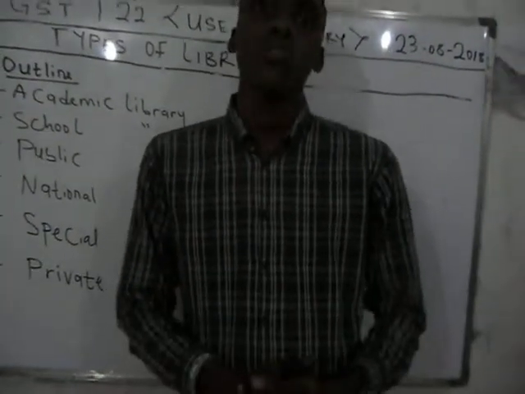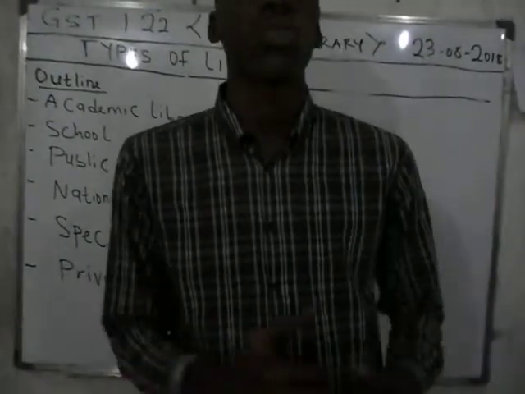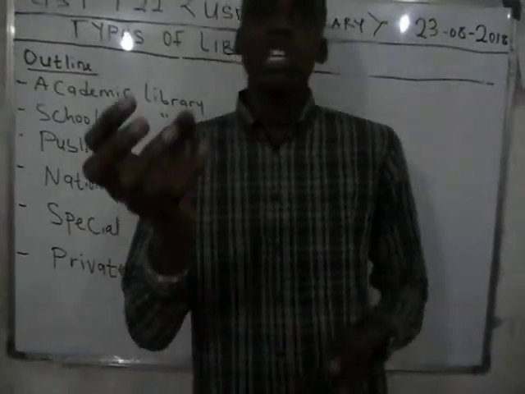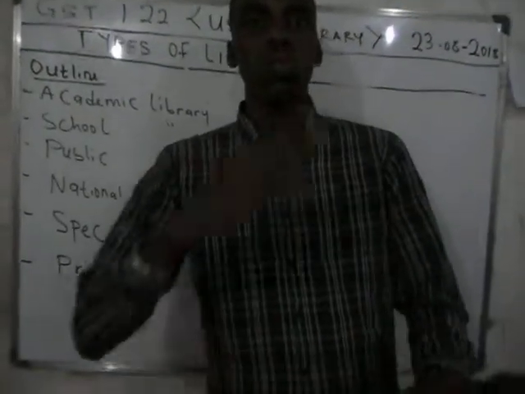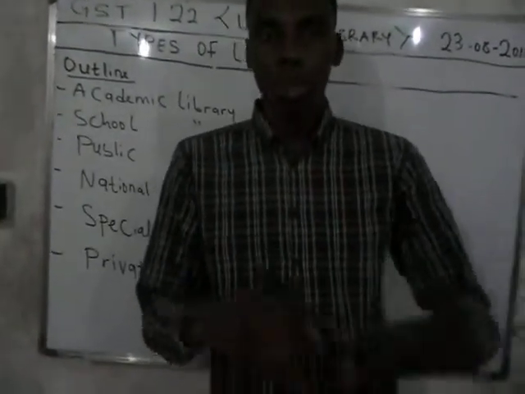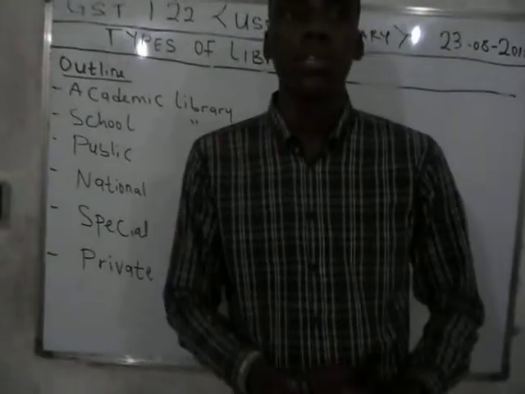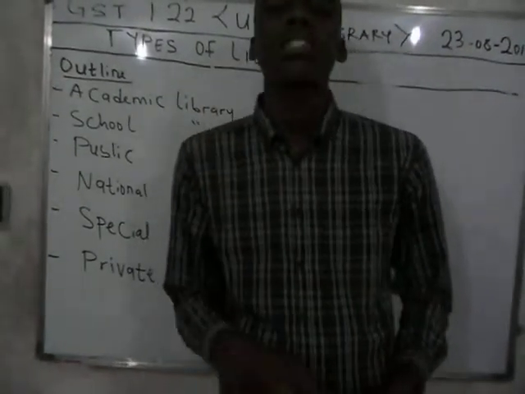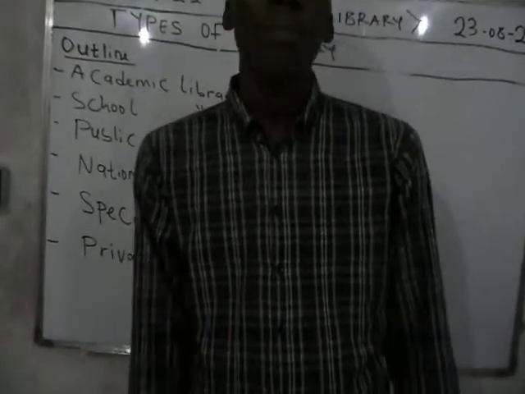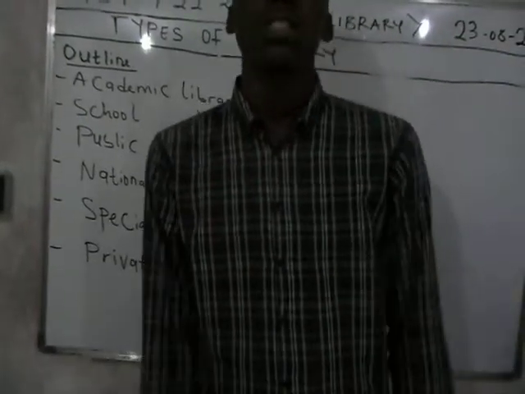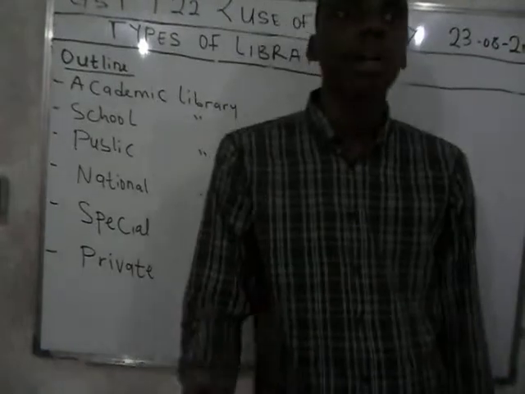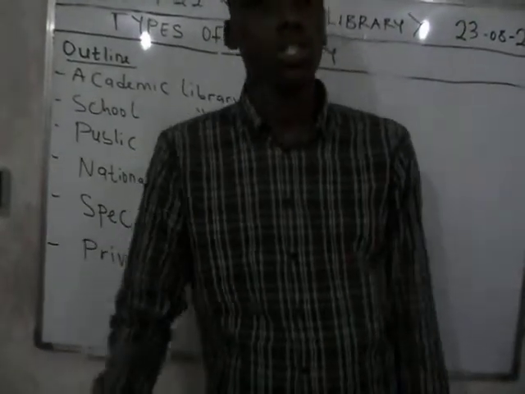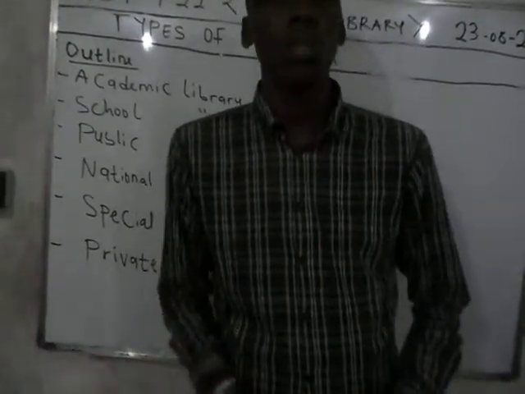Another issue we have is the mutilation of books. Remember, mutilation has to do with destroying. So most students go out there to destroy the books or the properties of the libraries. Another problem faced by the academic library is inadequate funding. Now, the academic library is being funded by both the government and the institutions where it is located.